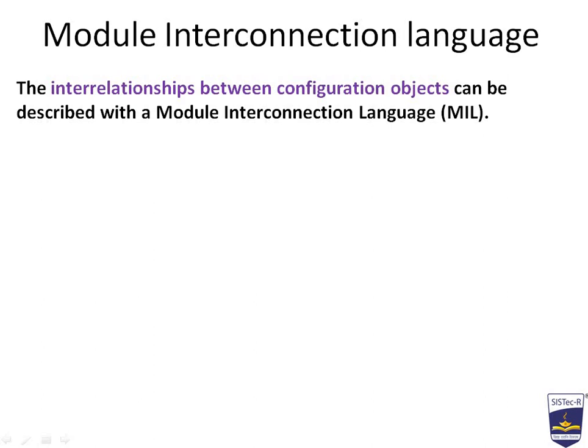Further, we need to understand how it actually works: how modules get interconnected together, and how a module interconnection language works. The relationship between configuration objects can be described with a module interconnection language. What we are doing here is identifying the interrelationship between configuration objects. So how objects are coordinating together has to be defined. Let's understand this with our diagram.